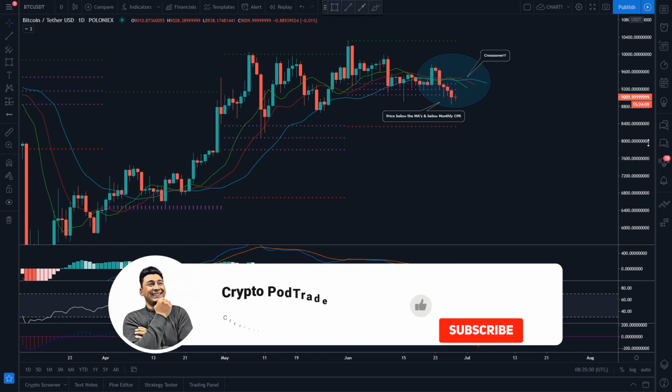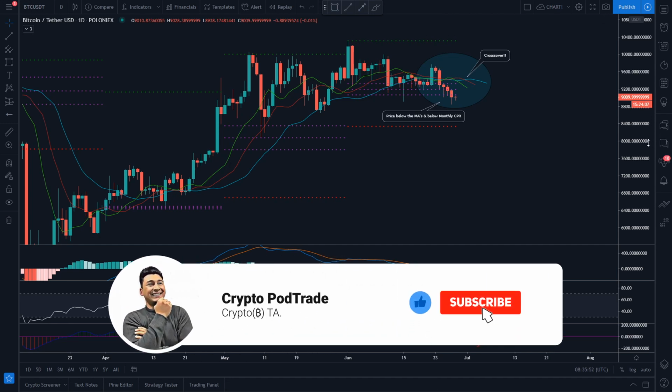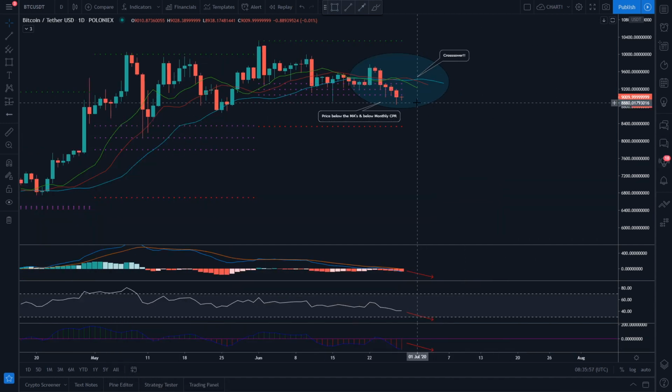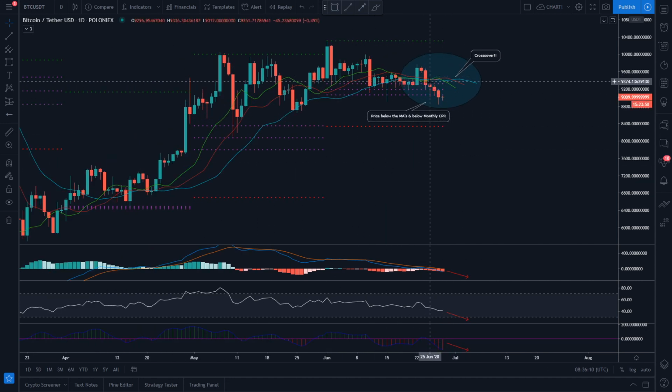So looking at the current Bitcoin price action, you can see right now where we are is a very interesting scenario, because now the price has clearly broken the lower line of this monthly CPR, which was around this 9,100 level. And also guys, if you look at this Williams Alligator indicator, it is indicating, hey, the jawline has been broken and now the trend is also below the moving averages.